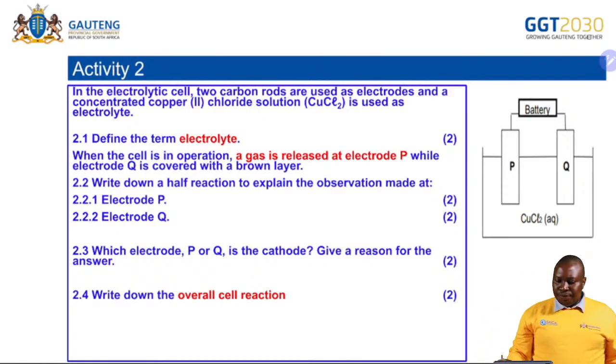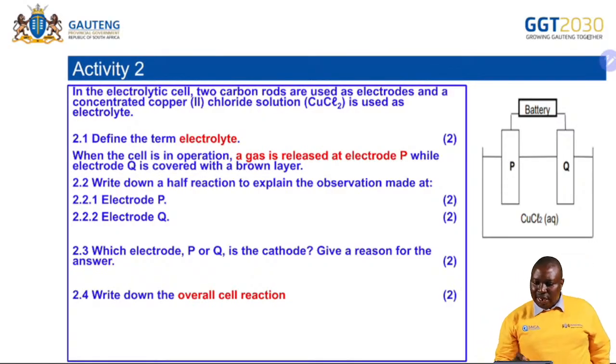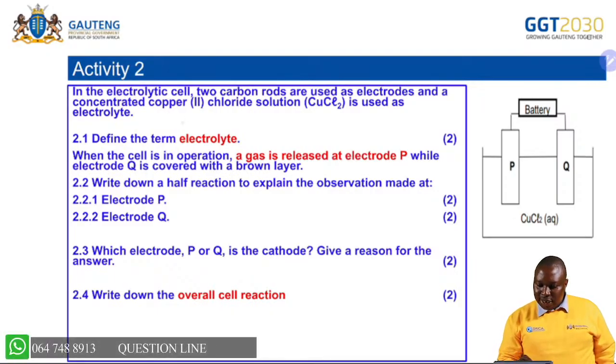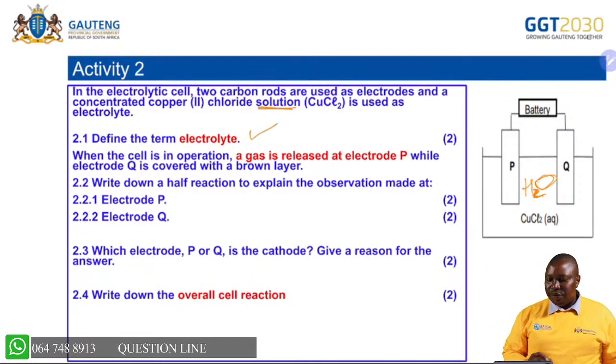So activity 2: in the electrolytic cell, 2 carbon rods are used as electrodes and concentrated copper 2 chloride solution is used. Now the difference between the cell we were doing and this one is that now this one is a solution. So when it's a solution, we are saying it's copper chloride in water. Define electrolyte, again, you'll say a solution that conducts electricity.